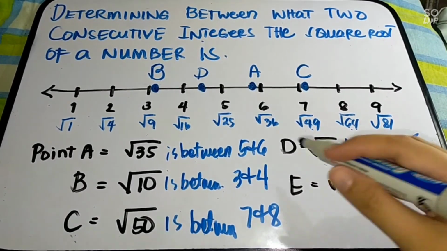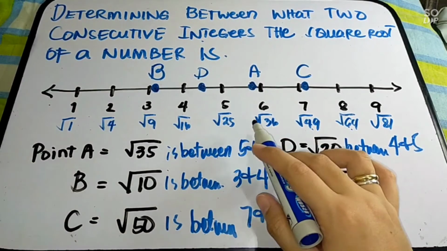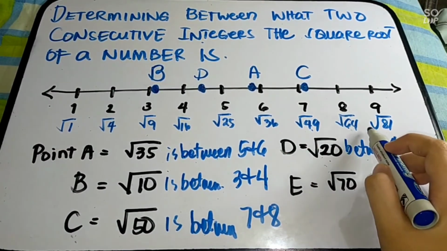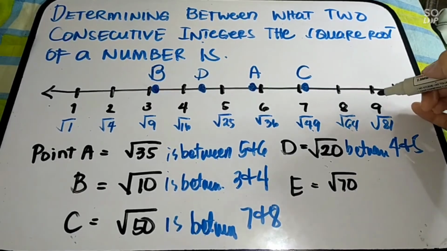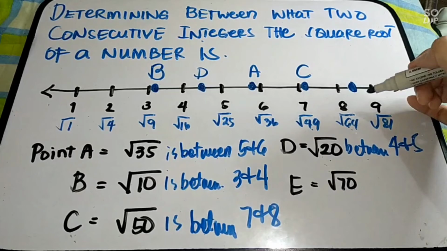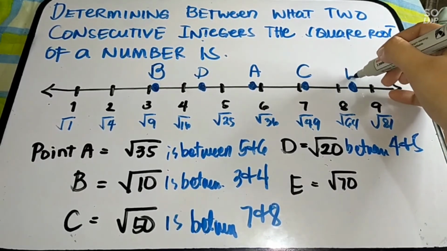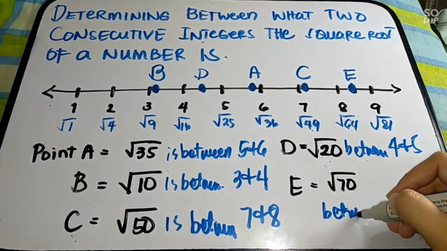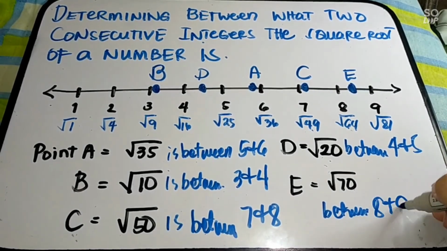Next, square root of 70. Hanapin ulit. Saan kaya nakapagitna ang square root of 70? Ayun, dito, between 64 and 81. So, medyo malalapit-lapit siya dito kay 8. So, kailangan alam nyo tumansya, ha? So, this is point E. So, si square root of 70 is between 8 and 9.